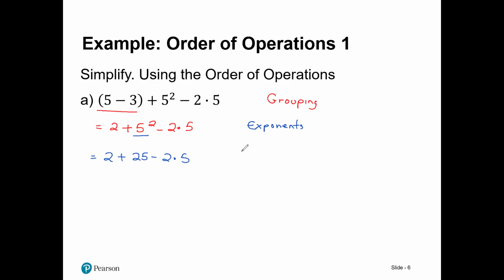Next we're going to look for multiplication or division, whichever comes first, going left to right. We only have one to worry about here. So remember that is a negative 2 times 5. So that is going to be 2 plus 25. My negative 2 times 5 is going to give us a minus 10.